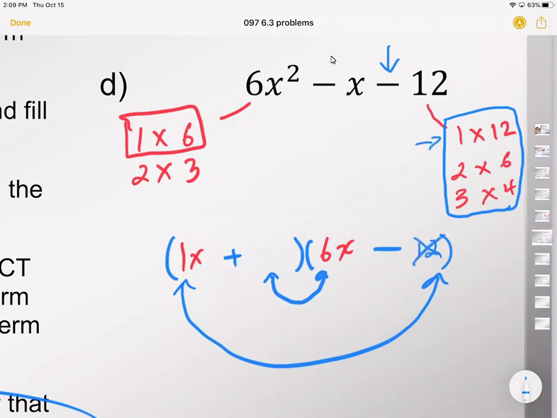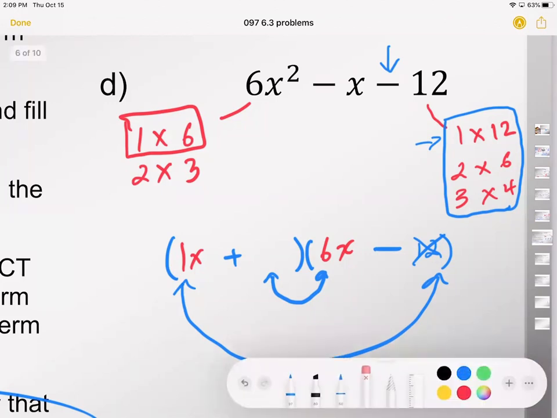We know that we cannot put a 12 there because 6 and 12 have a common divider, right? So if they have a common divider, we cannot put it there. So we have to put the 12 on the other side.